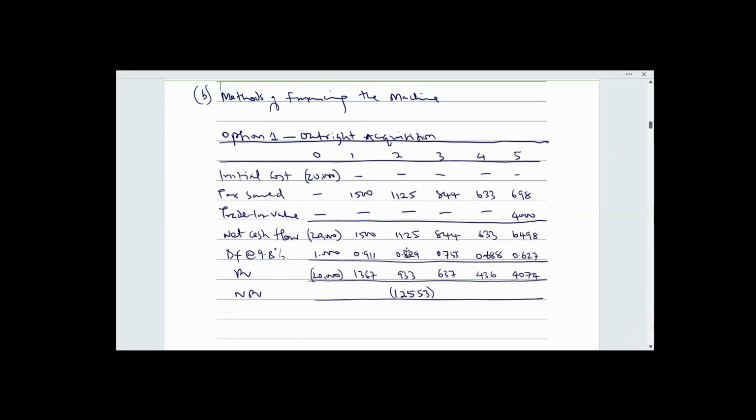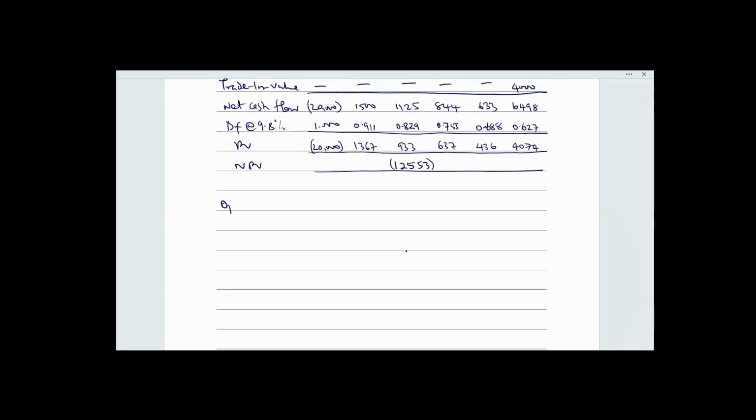So option 2, leasing. Under lease, I don't need to use a columnar format for this one. There are just 2 variables. So I'll create columns for year, description of items, cash flow, discount factor at 9.8%, then the present value. So the lease rental, we are told, is 4,800 every year for the next 5 years.